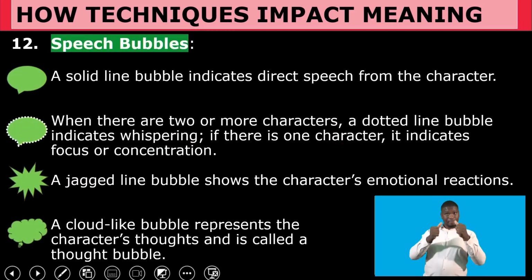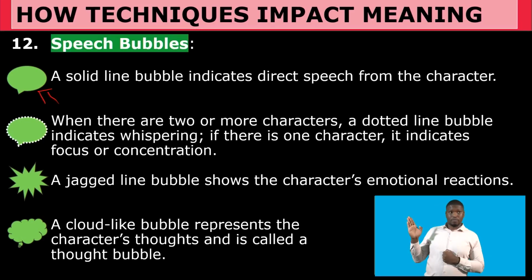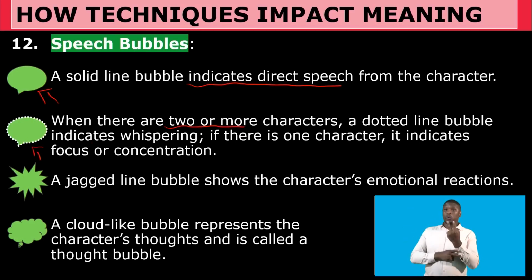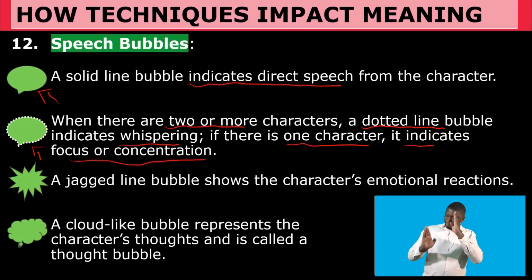Speech bubbles are very important, and it's also important to know the functions of the different speech bubbles. A solid bubble, like you can see over here, indicates direct speech from a certain character. The second type of speech bubble we will look at today is the dotted speech bubble. Here you can see an example. When there are two or more characters in a frame, a dotted line bubble indicates whispering. If there's only one character, it will indicate focus or concentration.